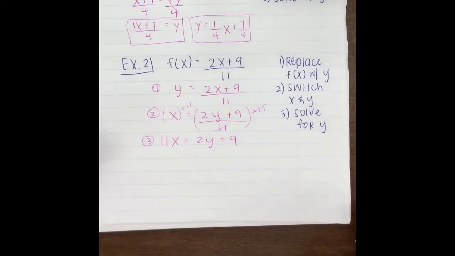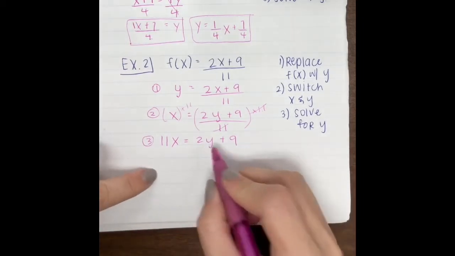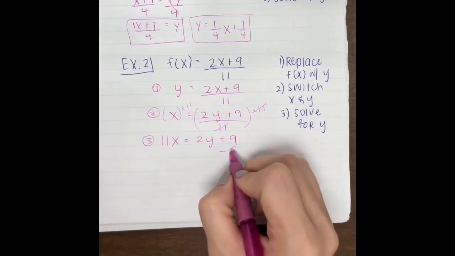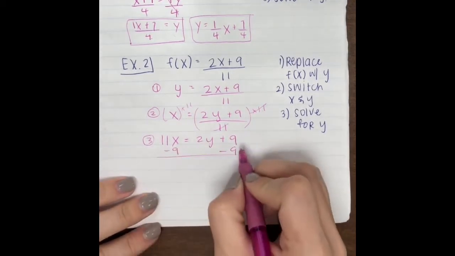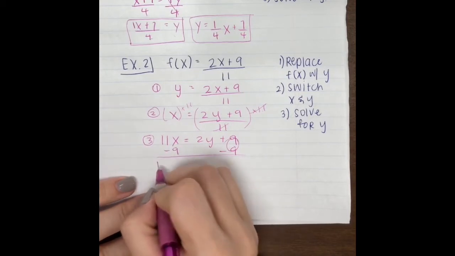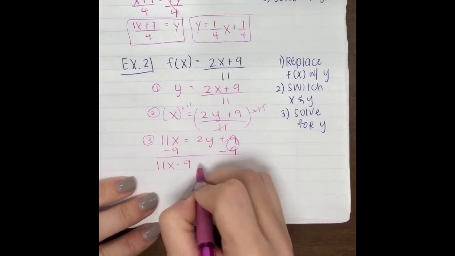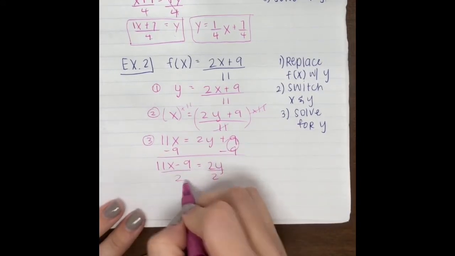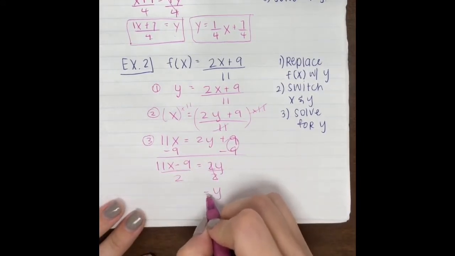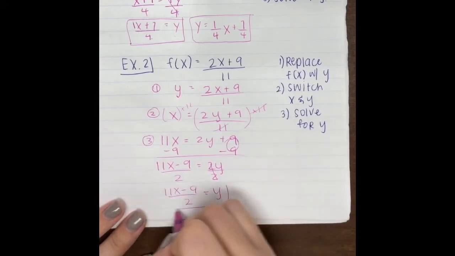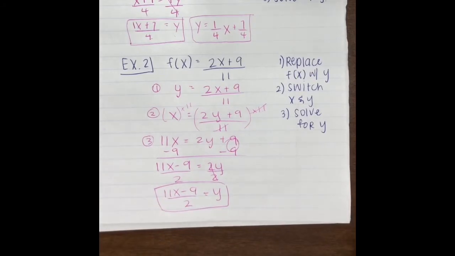And then it's just like we had before. To get y by itself, we're going to start by canceling out the plus 9 by doing the opposite and subtracting 9. These are not like terms. 11x minus 9 just stays as 11x minus 9. Okay. Divide both sides by 2. And you get y equals 11x minus 9 divided by 2. Perfectly fine way to write your answer.